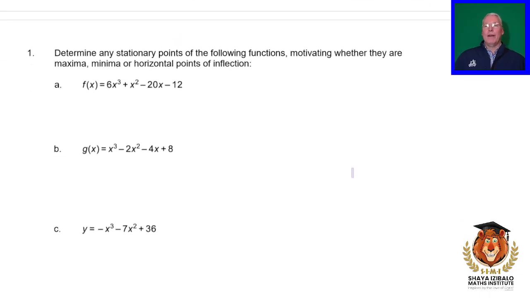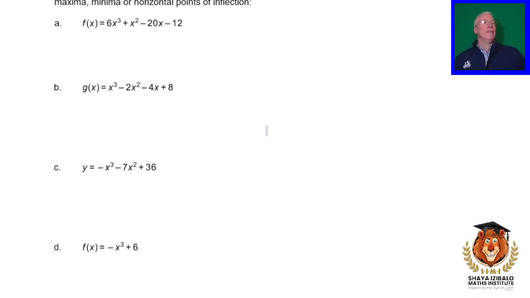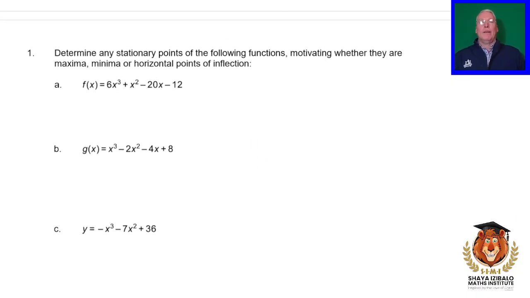Okay, all right, we spent a lot of time on that. It's important, it's really important. If you can understand it, then you don't have to learn it. Okay, right, now this says determine any stationary points and then work out what they are.